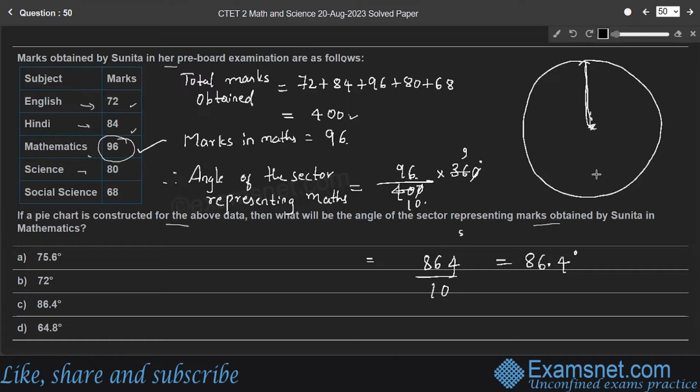So the angle 86.4 degrees represents marks obtained by her in mathematics, right? And in the different subjects, English, Hindi, science, and social science, accordingly, you have to find the value of the angle of the sector representing the corresponding subjects. Therefore, for mathematics, the angle of the sector is 86.4 degrees. Hence, option C is the right answer.